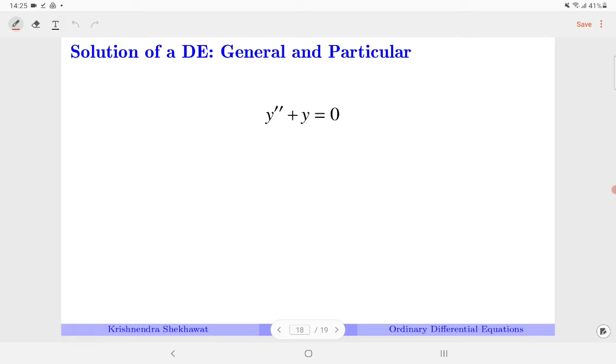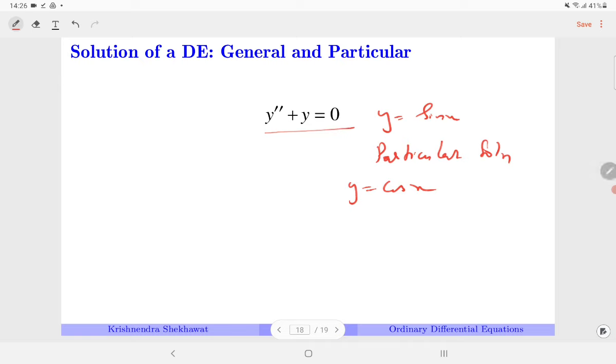Now we can quickly go through the solutions of a differential equation. Any function of x, because here x is the independent variable, satisfying the given equation is a solution of the differential equation. For example, y is equal to sin x is a solution of this differential equation, and this is known as a particular solution. Similarly, y is equal to cos x is also a solution of this differential equation, which means particular solutions are not unique. Even y is equal to 2 sin x is also a solution of this differential equation.